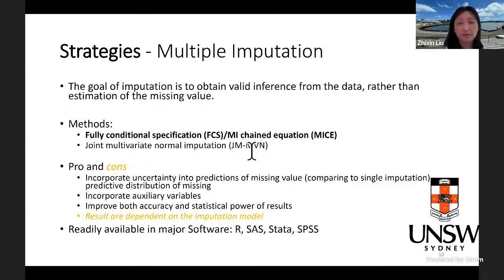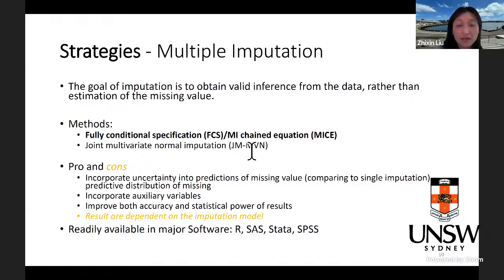As for the advantages and disadvantages of multiple imputation compared to the single imputation I mentioned, multiple imputation can incorporate uncertainty into the prediction of the missing values. When we predict, it is actually the distribution of the missing value rather than a single value, so we take a value randomly from the distribution we predicted. Another benefit is that we can incorporate auxiliary variables, which are not necessarily in the analysis but can help impute the missing data. I think that is a very big advantage if you have a lot of rich auxiliary variables. It can improve both accuracy and statistical power, even in the completely at random case.